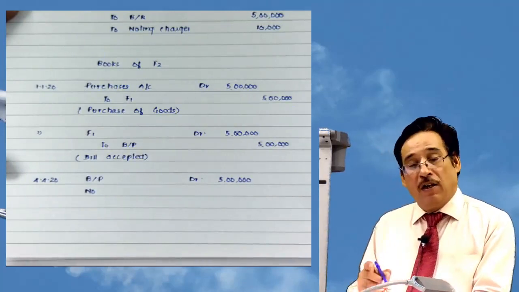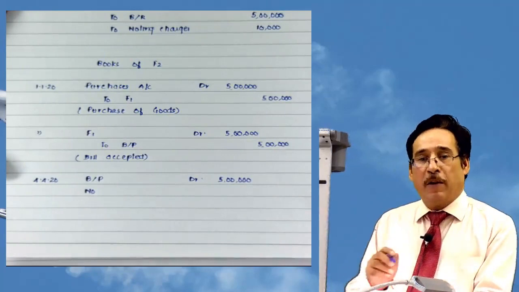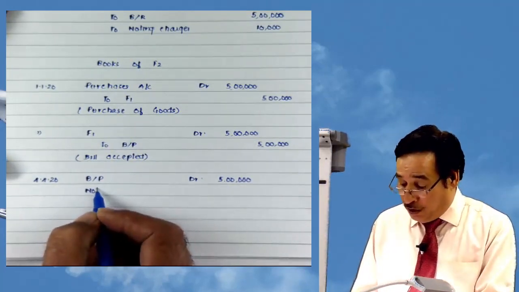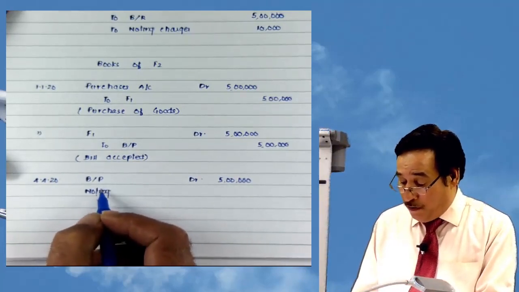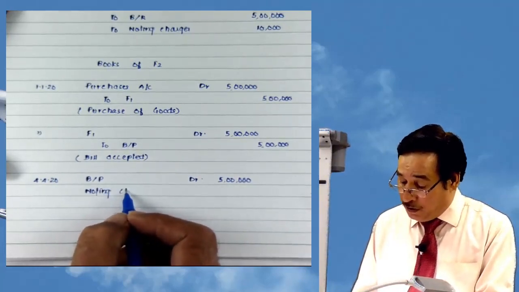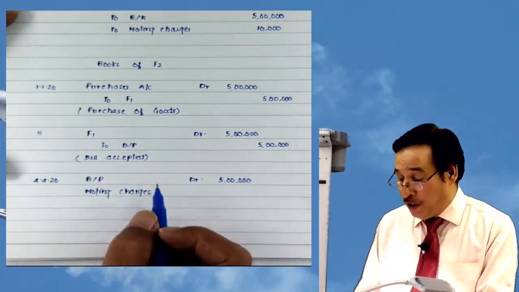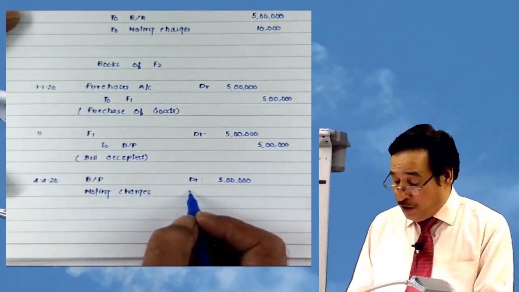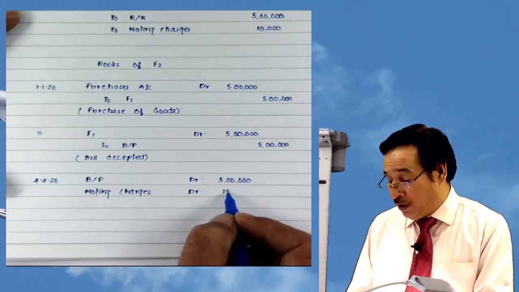But ultimately, those noting charges will be recovered by the drawer. So that is why noting charges is a sort of loss to the drawee. Remember one thing, noting charges are actually paid by the drawer, but he will recover 10,000 from the drawee. So that is why the drawee will debit noting charges 10,000.